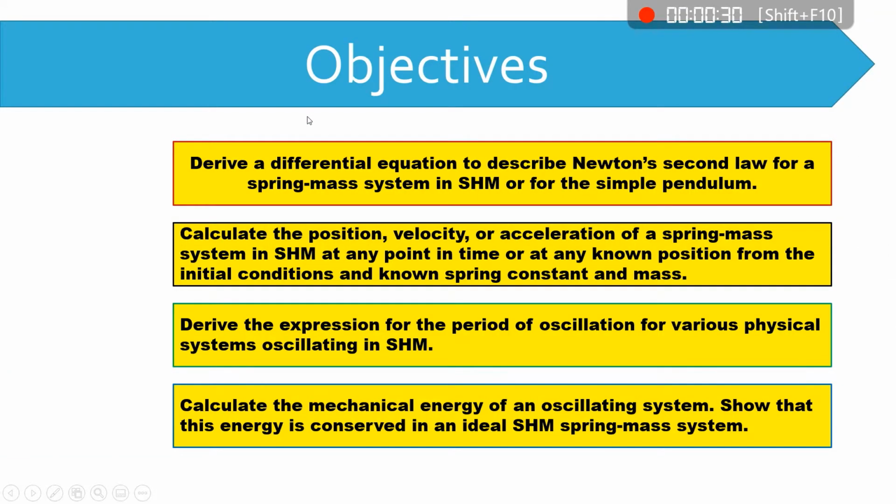So objectives. This is straight from College Board. I want to derive a differential equation to describe Newton's second law for a spring mass system in simple harmonic motion or for the simple pendulum. Calculate position, velocity, acceleration of a spring mass system in simple harmonic motion at any point in time or at any known position for the initial conditions and known spring constant and mass. Just kind of a big catch-all for use a bunch of our displacement formulas and the derivatives.